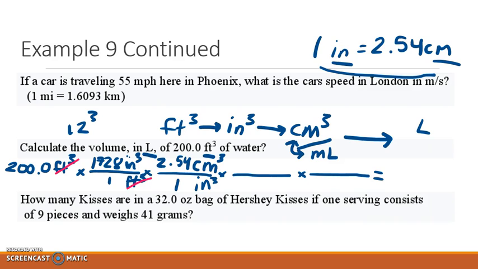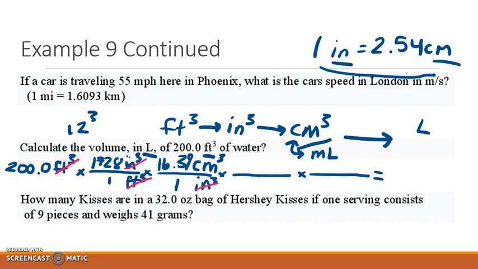So 1 cubed is still 1, but if I do 2.54 and I cube that, or multiply it by itself by 3, we end up getting that 2.54 cubed is 16.39 centimeters cubed. And then if I take a look at what happens to my units, my inches cubed are gone, and now I'm in centimeters cubed.